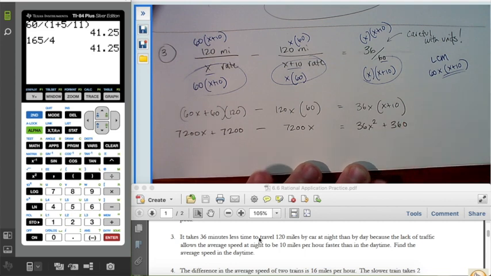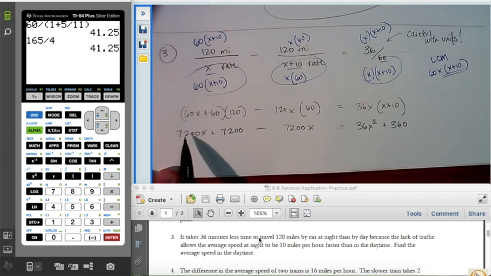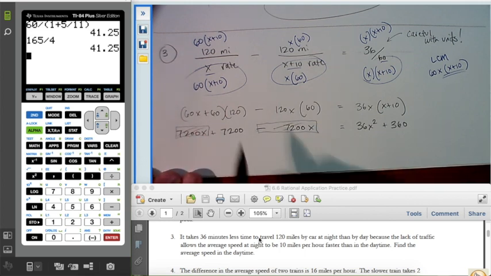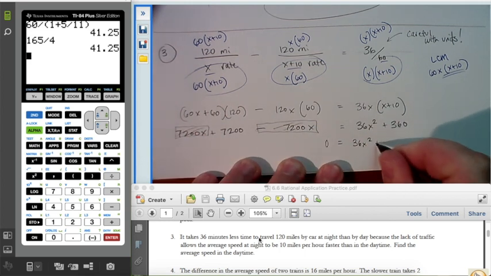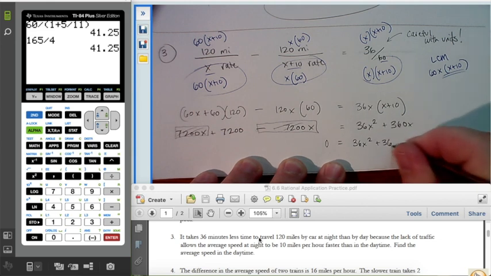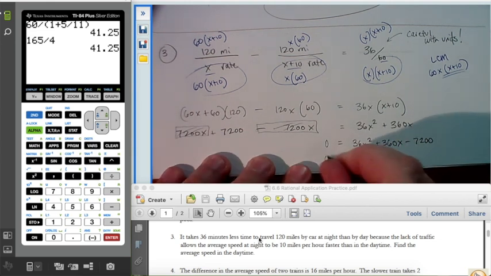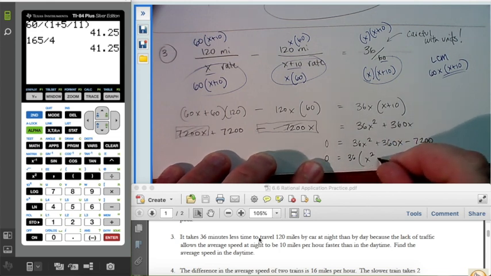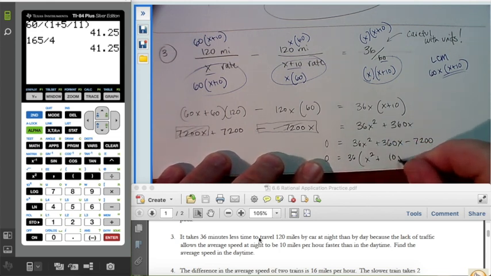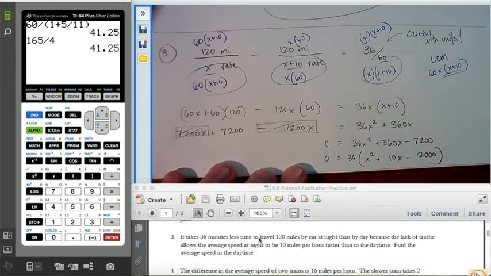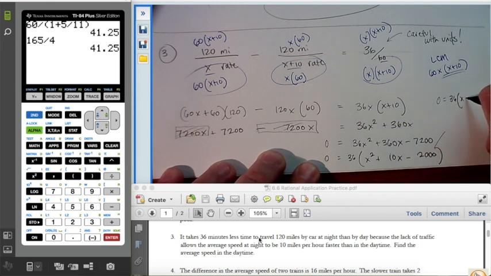Don't panic though. You'll see in a second that it looks like, see how there's 7,200 x's and then a minus 7,200 x's? Those can just cancel out. But it is a quadratic, so I'm going to move everything over into one side of the equation. It's got a leading coefficient of 36, so I'm going to go ahead and factor out that 36. That'll leave me with x squared plus 10x minus 2,000. You're still having to deal with what numbers multiply to get negative 2,000, but add to get 10. Those numbers are positive 50 and negative 40.